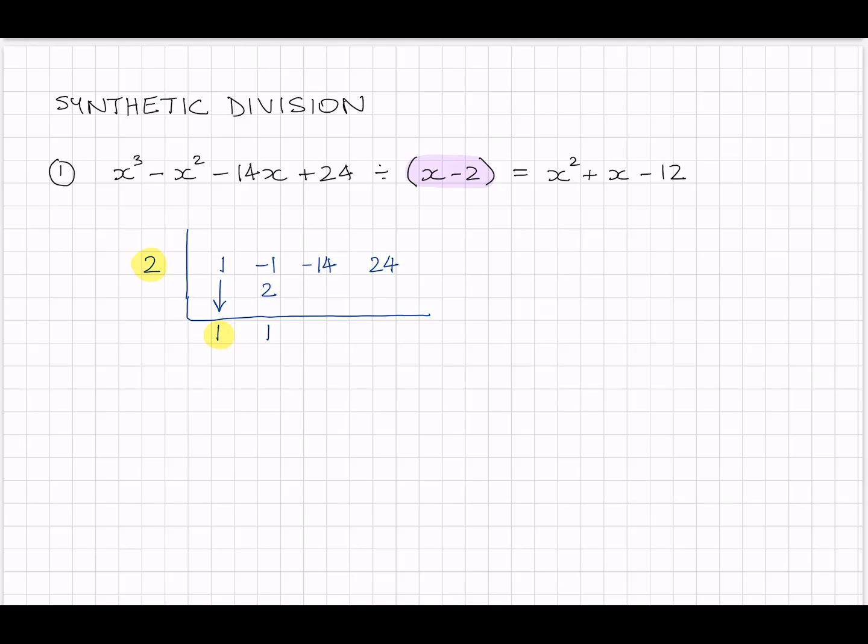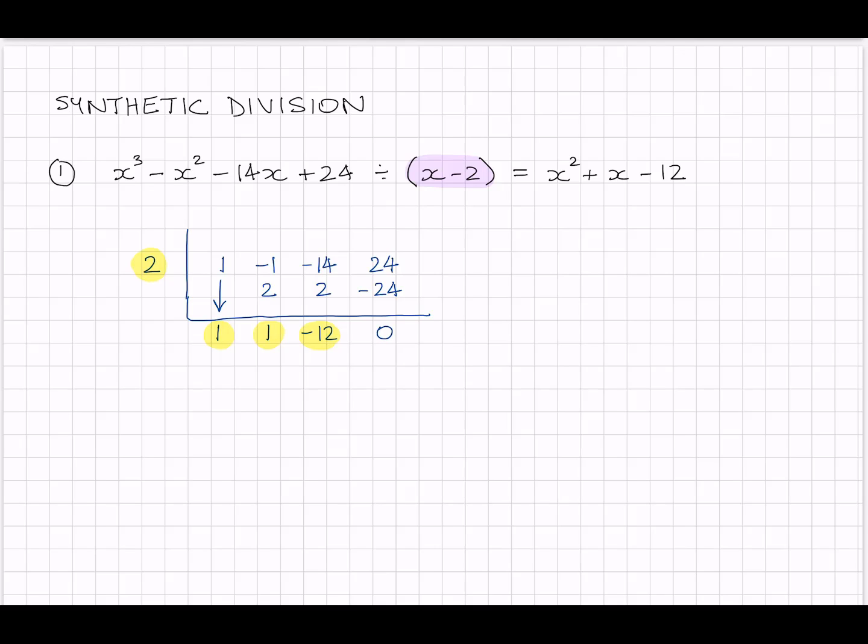And then we repeat the process. So now we multiply 2 by this number, which again is 1. 2 times 1 is 2. And then we add up the two numbers. Negative 14 plus 2 is negative 12. Now we take the number outside, 2, and multiply it by negative 12. We get negative 24. And 24 minus 24 is 0. And that's where we stop.